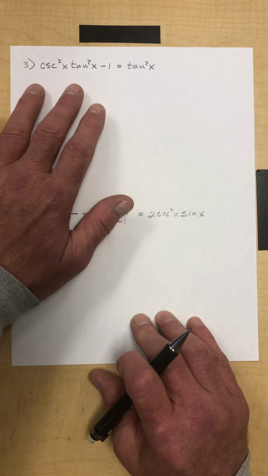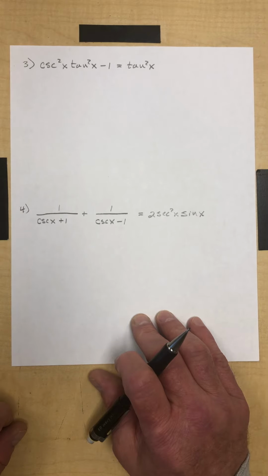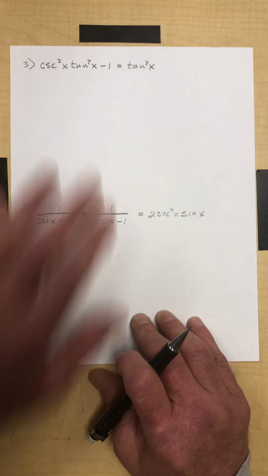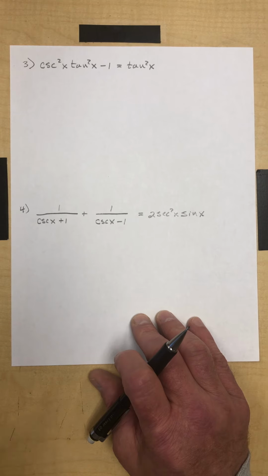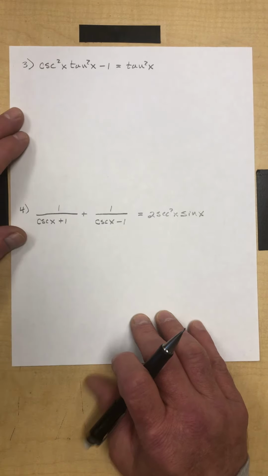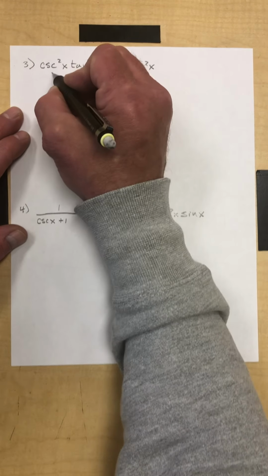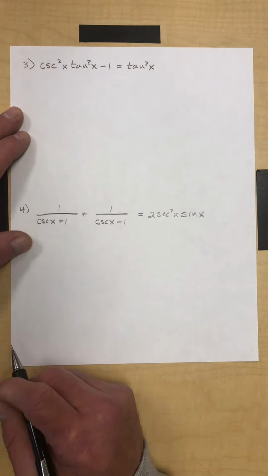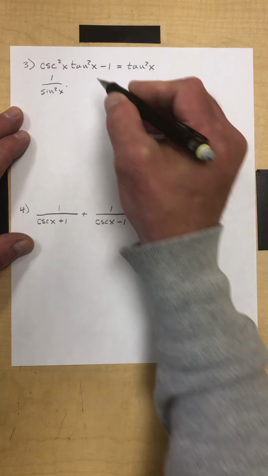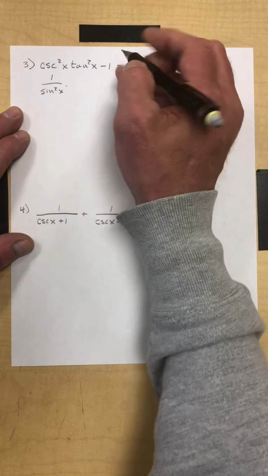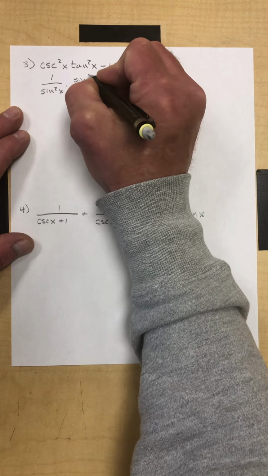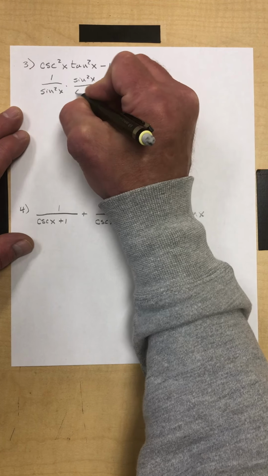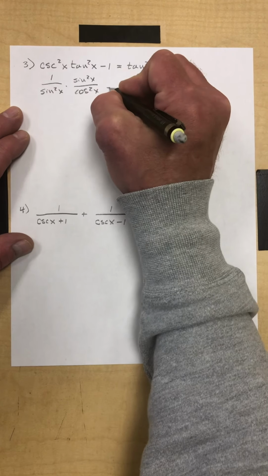In number 3, certainly the left-hand side is more complex than the right-hand side. So I'm starting on the left-hand side. And this one right here, I would think, let's write everything in terms of sine and cosine. Okay, and so this right here, cosecant, is the reciprocal of the sine. So this would be the same as 1 over sine squared of x. All right, and tangent is sine over cosine, so tangent squared would be sine squared x over cosine squared x minus 1.